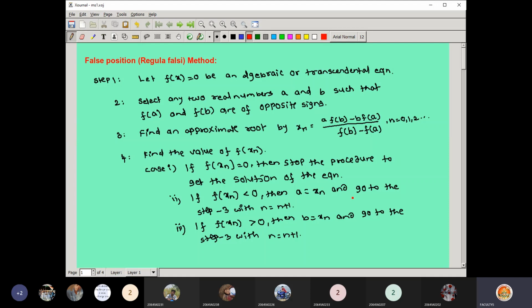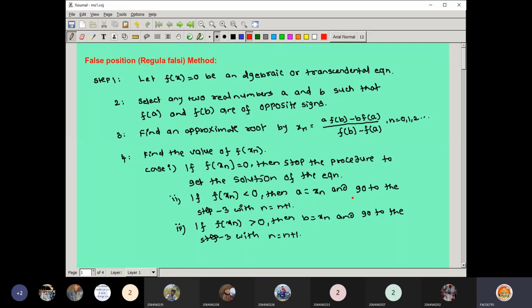When we are in the solution of equations, we are focusing only on two types of equations: algebraic and transcendental equations. To find the solution, we have overall four methods: bisection method, false position method, iteration method, and Newton-Raphson method. So we successfully completed the first method, the bisection method.